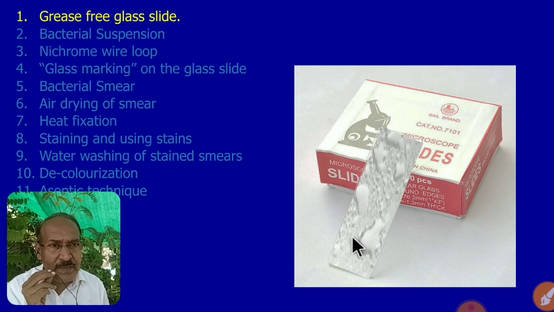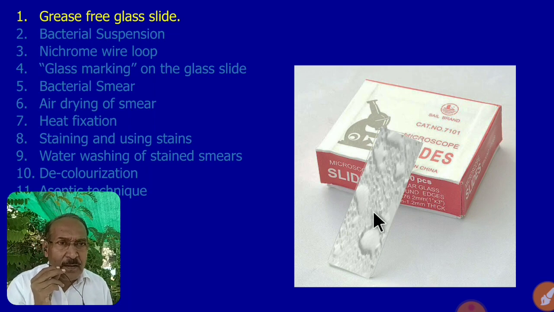The surface of this slide is greasy. The surface of this slide is oily. So this kind of surface is of course not suitable for using in staining procedures. So the slide should be grease-free. Means what exactly is to be done?